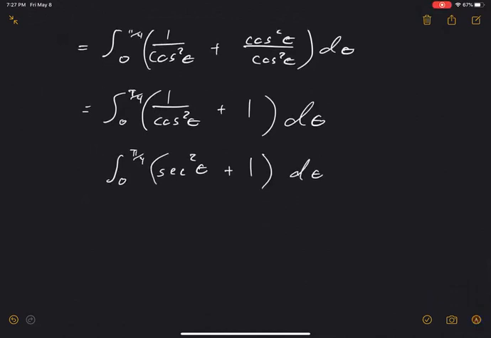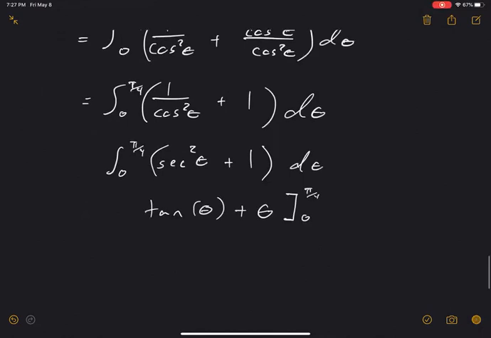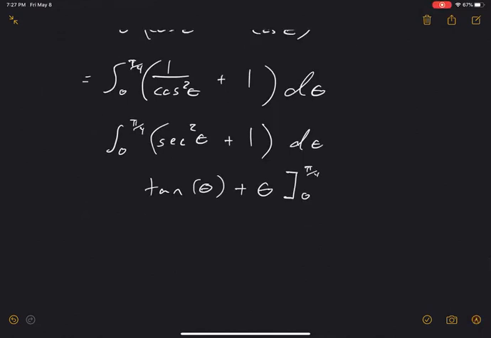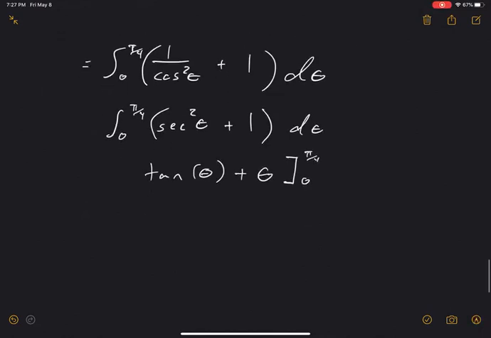And then what's the integral of secant squared? That should be tan squared. No, just tan. Excuse me, tan theta. And then what's the integral of 1? That's just theta. And then I'm evaluating from the bounds pi over 4 to 0. So this one, we might see some trig identities in the homework. So keep those in mind as well.